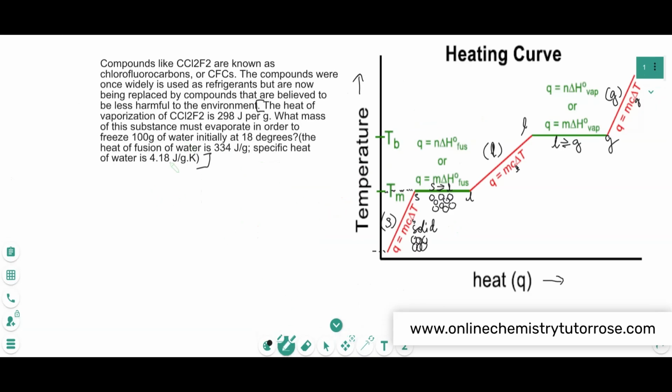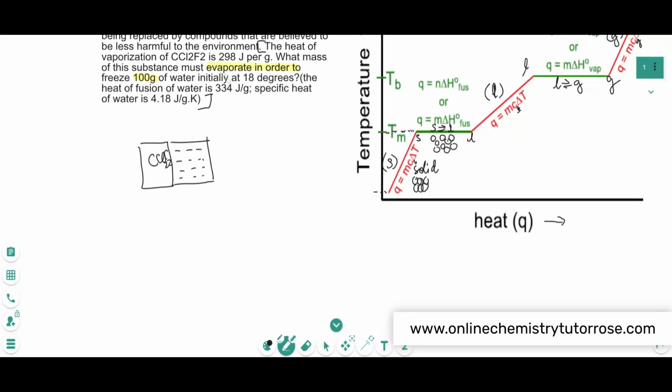In this question, we have two substances. One is the chlorofluorocarbon present as refrigerant, and the other is water. Now we'll need to break this process of freezing 100 grams of water initially at 18 degrees into a certain number of steps, because each step would require a different formula for calculation of the heat change involved. So first we have 100 grams of water that's initially at 18 degrees. We'll first bring it down, or cool it, to the freezing point, that's 0 degrees.